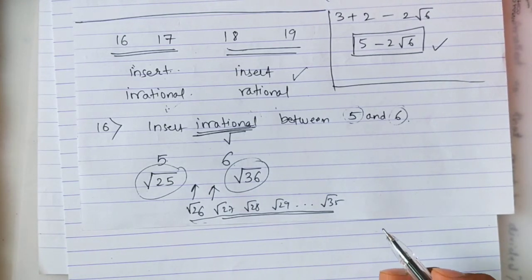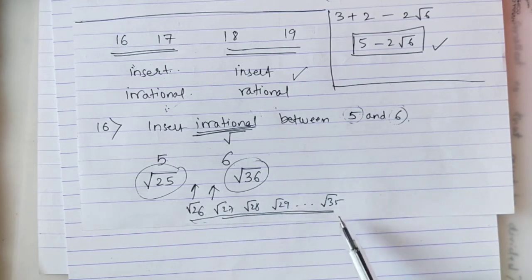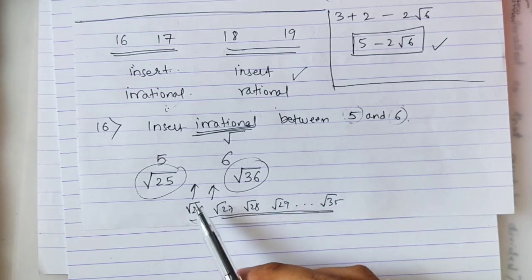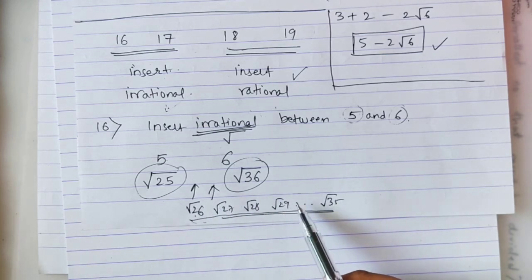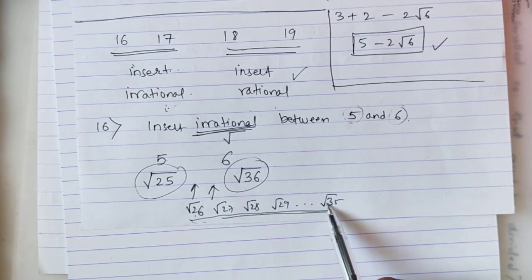That's it. Sum is done. We have inserted irrational numbers because root 27 is irrational, root 26 is also irrational. These are all irrational numbers because they are not perfect squares. So they are irrational numbers.